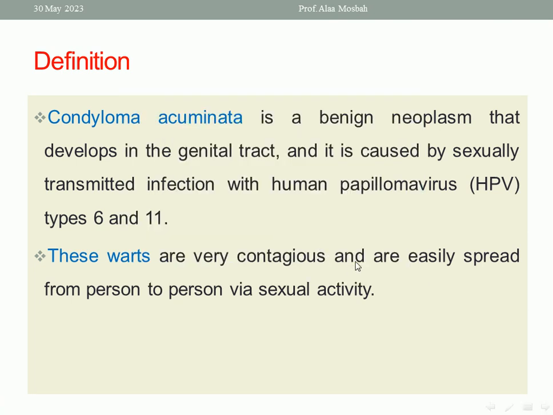Of course, Condyloma acuminata or this warty lesion is sexually transmitted. And it is very contagious and easily spread from person to person via sexual activity.